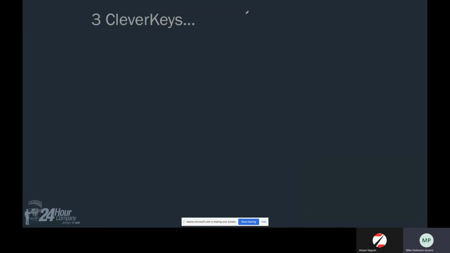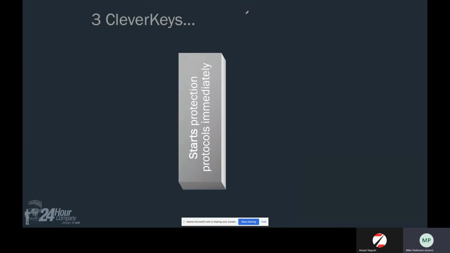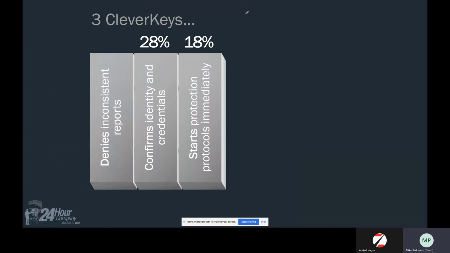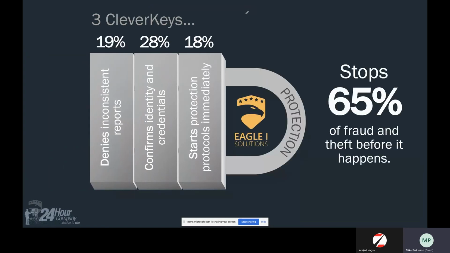So I'm going to show you how to stop 65% of fraud and theft before it happens. We're going to do that with 3 clever keys. The first clever key starts protection protocols immediately. That stops 18%. The next one confirms identity and credentials. That stops 28%. The last one denies inconsistent reports, which stops 19%. You put that together, you have the security that stops 65% of fraud and theft before it happens.